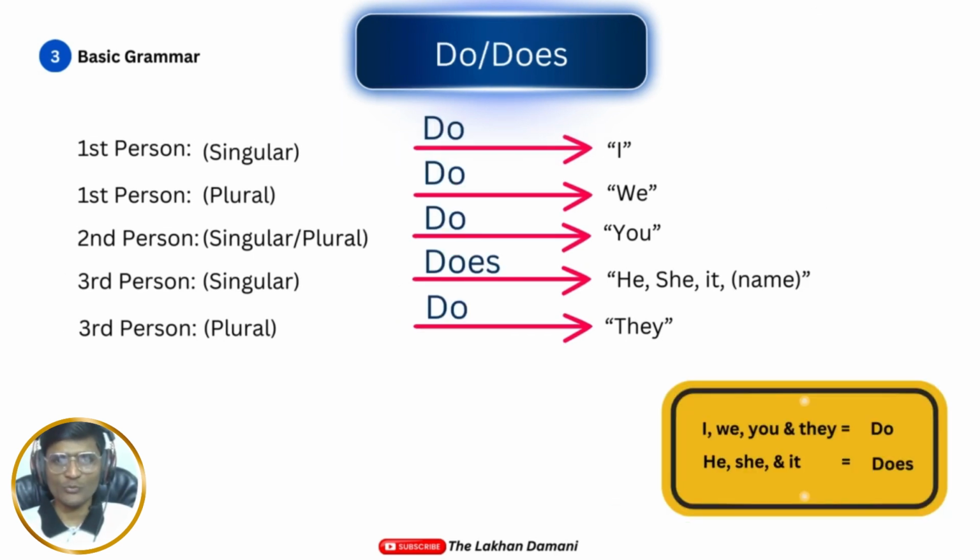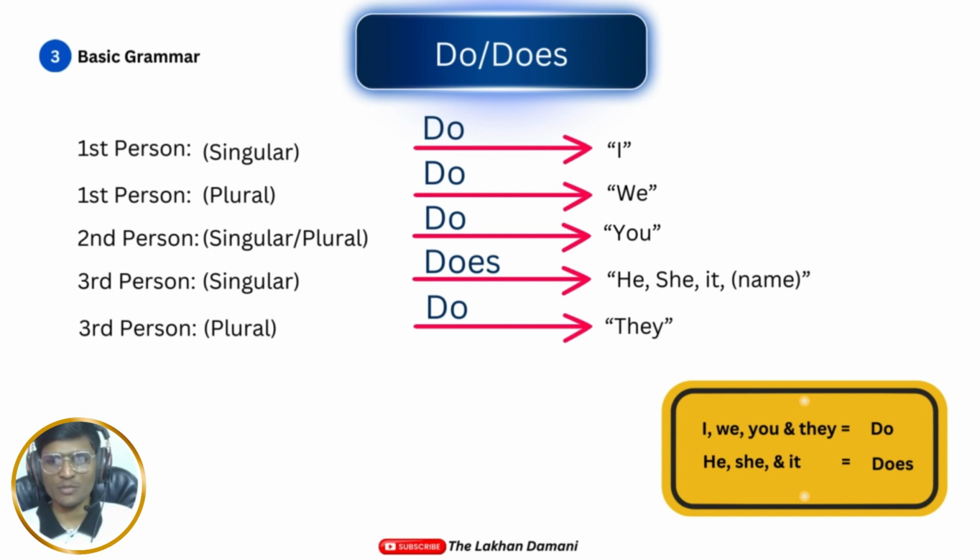First person singular, we use do and does. There are two of them, plural and singular. First person singular, do. First person plural, do. Second person singular and plural, do. Third person singular, does. He, she, it. And third person plural, do, as they. They do, right? I do, we do, you do, he, she, it, and any singular name, does.